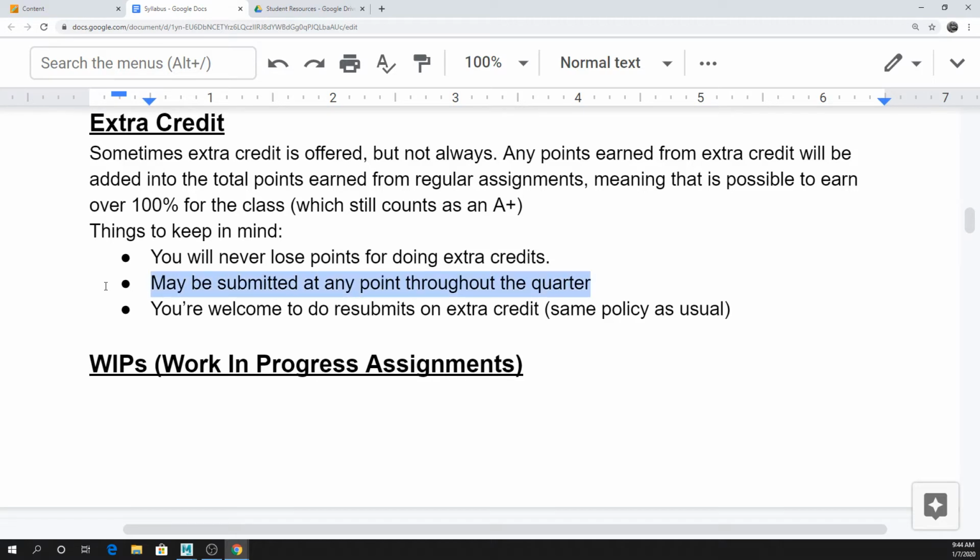You can do these pretty much whenever you want throughout the quarter. I usually leave them open until the day before grades close, which is usually a week after finals. And you're welcome, if I have extra credit assignments or anything like that, or wait, what am I saying? Sorry. You're welcome to do resubmits on extra credit as well.